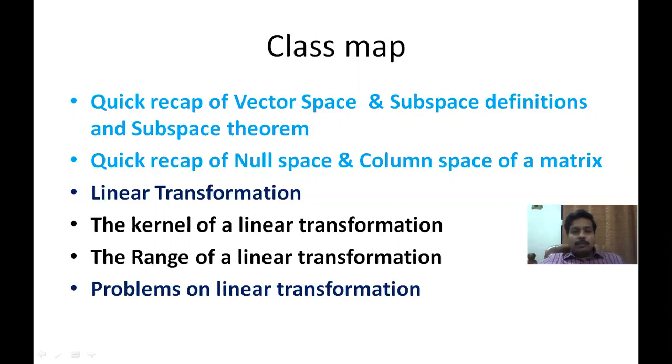Later we will move on to linear transformation and kernel of a linear transformation and range of a linear transformation. Later we prove that the kernel of a linear transformation is a subspace of V and the range of a linear transformation is a subspace of W, where T is the transformation from a vector space V to W. So this is the class map.